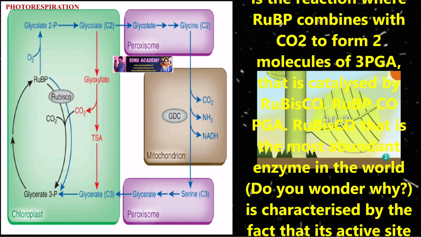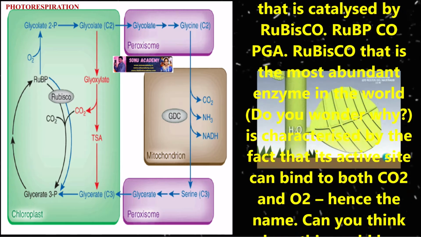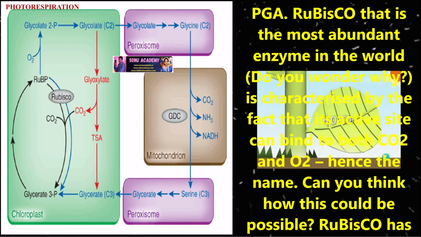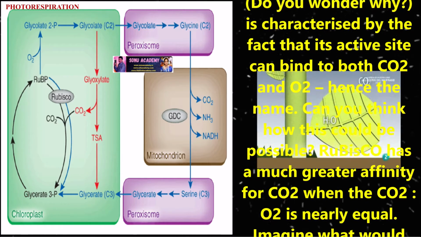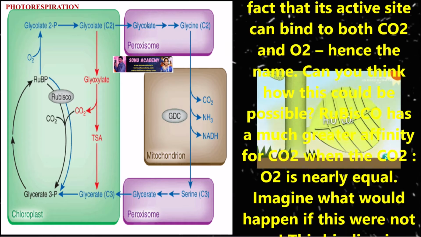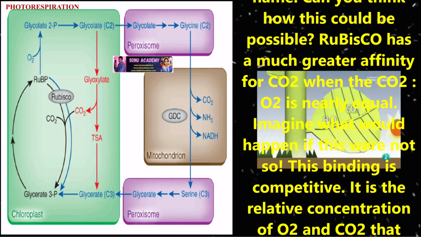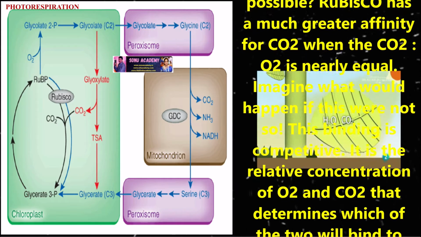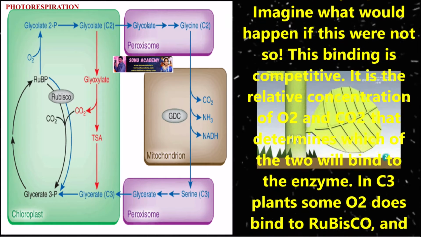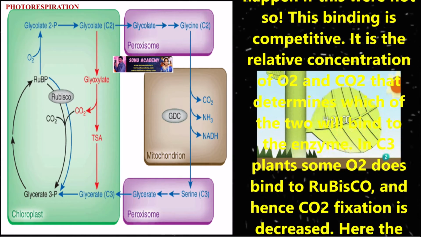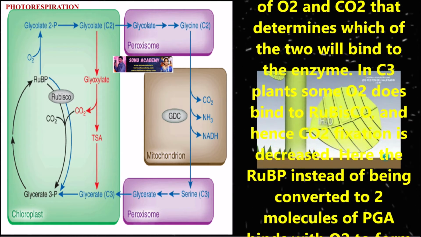RuBisCO is the most abundant enzyme in the world, and it is characterized by the fact that its active site can bind to both CO2 and O2, hence the name. Can you think how this could be possible? RuBisCO has much greater affinity for CO2 when the concentrations of CO2 and O2 are nearly equal. Imagine what would happen if this were not so. This binding is competitive. It is the relative concentration of O2 and CO2 that determines which one of the two will bind to the enzyme.